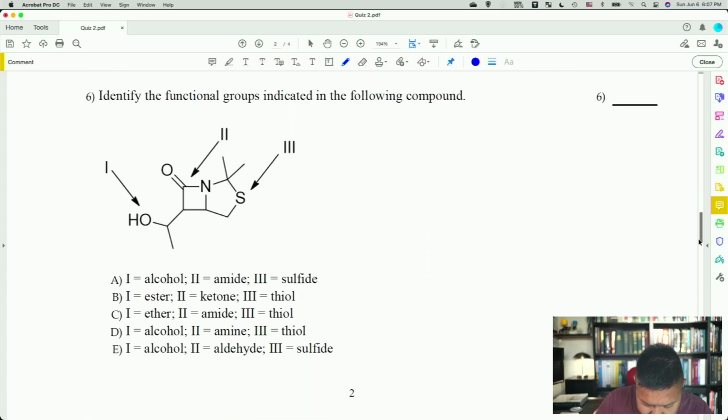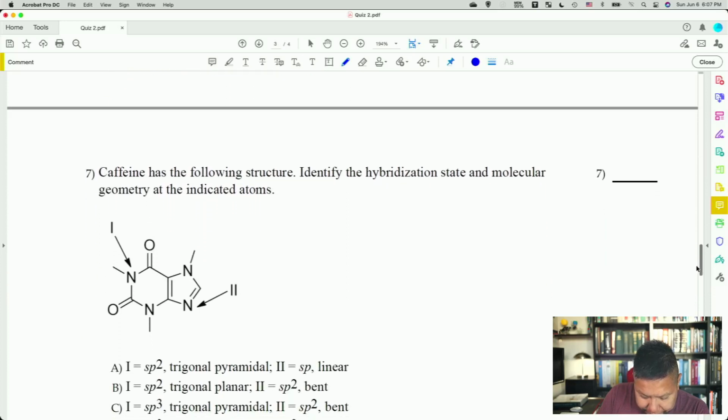Next, identify the functional groups. We have an alcohol there, we have a ketone there, and we have a, oh sorry, that's not a ketone, I apologize. There's a nitrogen right there, so that's actually an amide. Going too fast for my own good. That's an amide. And then we have a sulfide right there. So alcohol, amide, sulfide right there, that's A. Almost done.